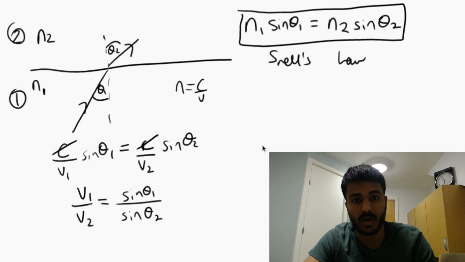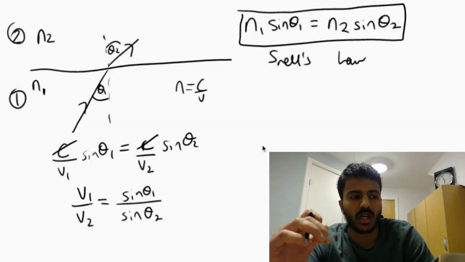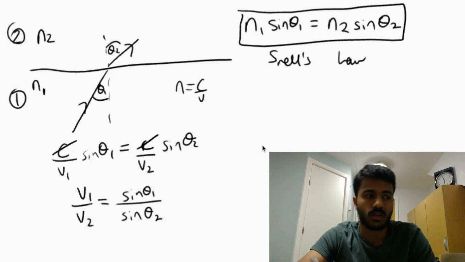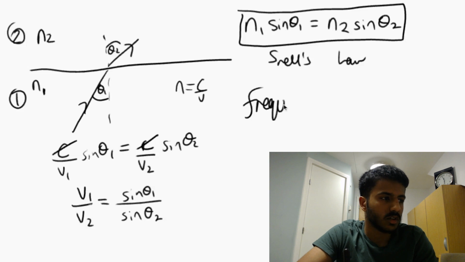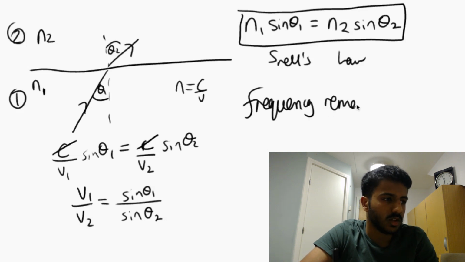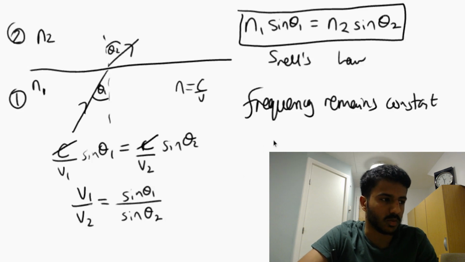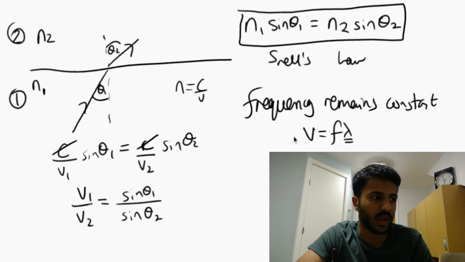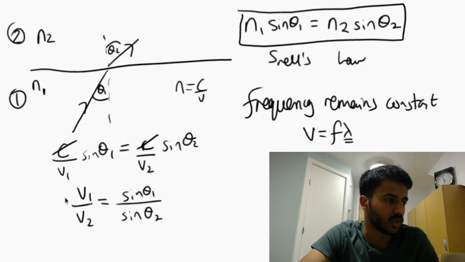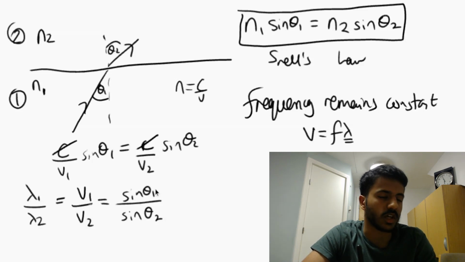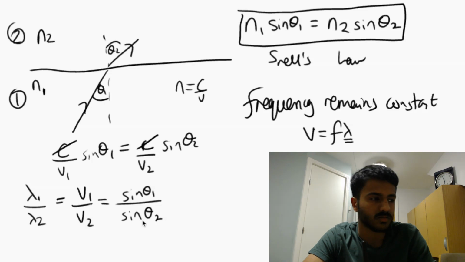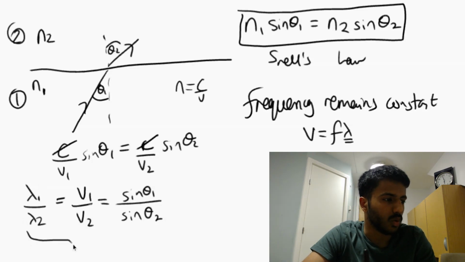Now, one thing that you have to remember is that during refraction, when light passes from one medium to another, the frequency remains constant. The frequency does not change. Only the speed changes. And because frequency is constant, we know that v equals f lambda, so therefore the wavelength will also change. We know that wavelength is proportional to v. So we could also say that the wavelength in one medium over the wavelength in the other medium is equal to sine theta 1 over sine theta 2. So this relationship also stands.